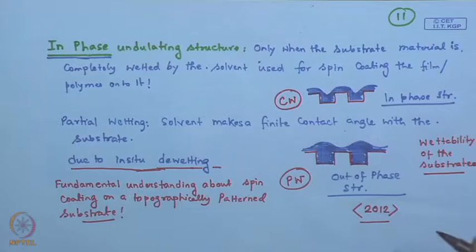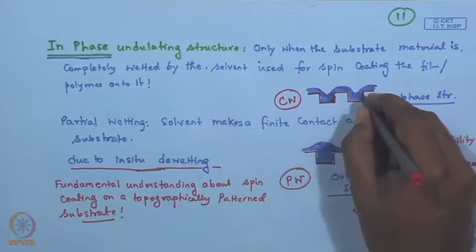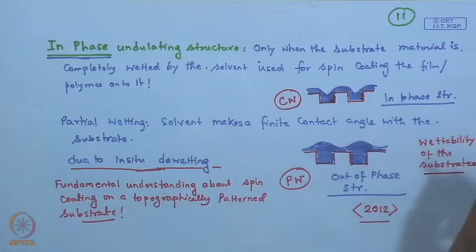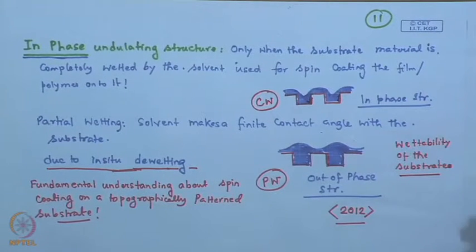So, this whole understanding came as late as in 2012, where people realized for the first time that the structures can be in phase or can be out of phase depending on the wettability of the substrate you are using with respect to the solvent of the polymer. So, what happens is as you spin coat, there is a significant evaporation of the polymer solution. The polymer remains back on the substrate and the solvent evaporates away.